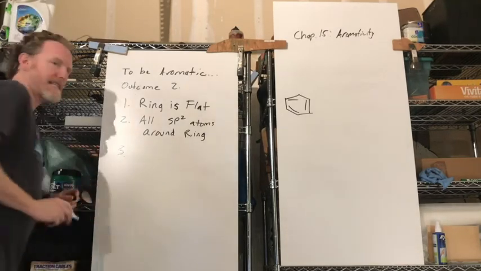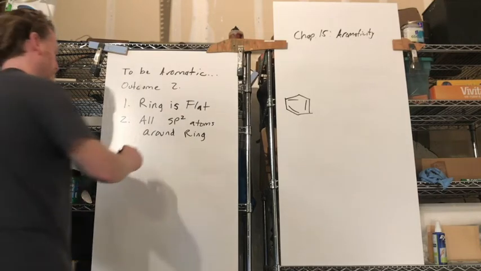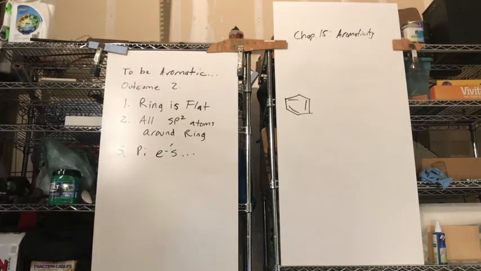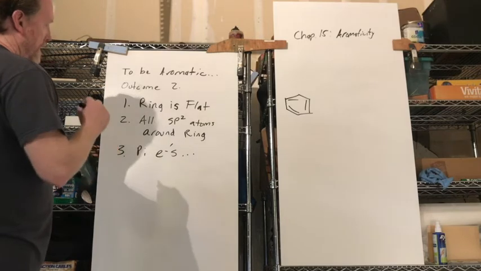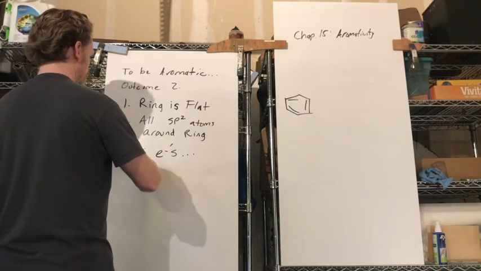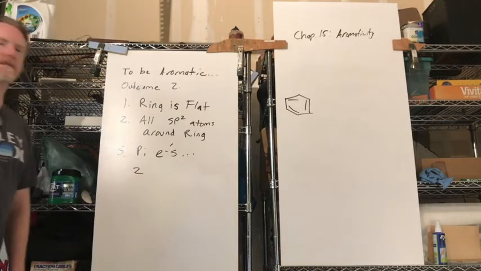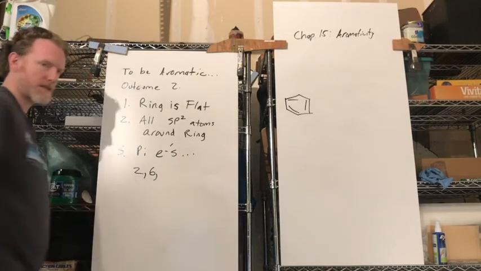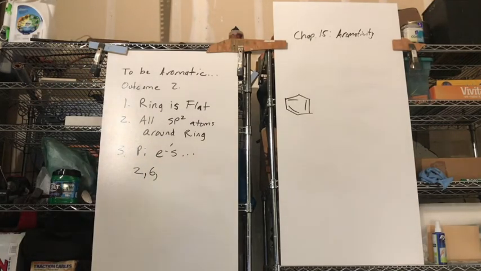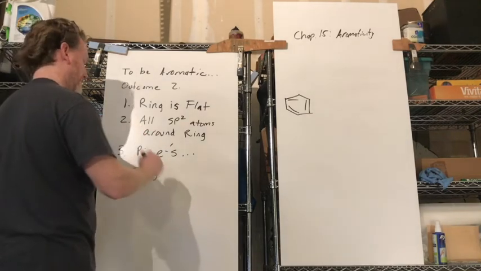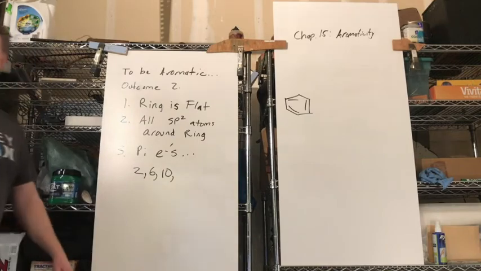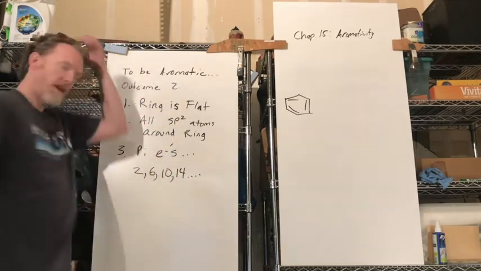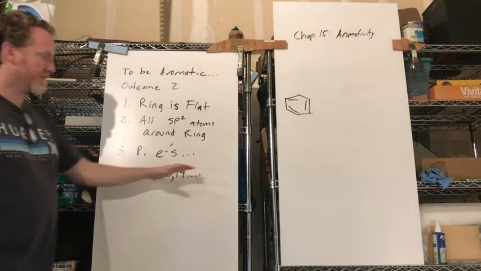And step 3 is it has to have a certain number of pi bonding electrons. They can only be certain ones. This is something that Huckel came up with. So if you have two pi bonding electrons, you can be aromatic. If you have 6 pi bonding electrons, you can be aromatic. 10, you can be aromatic. 14. So if you have that many electrons, there's a pattern here, then you can be aromatic.